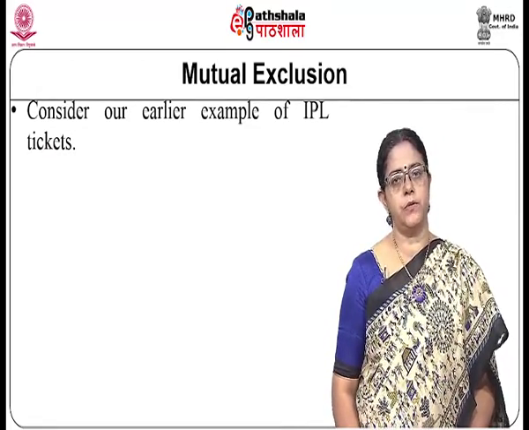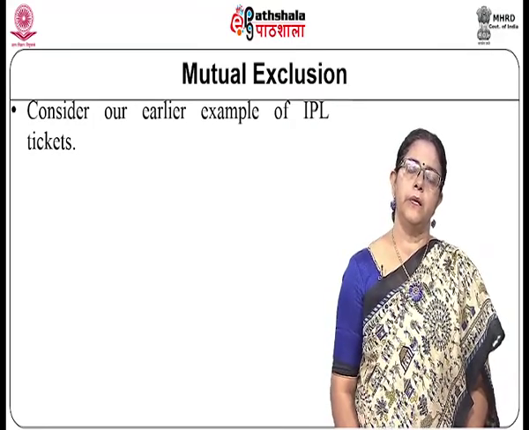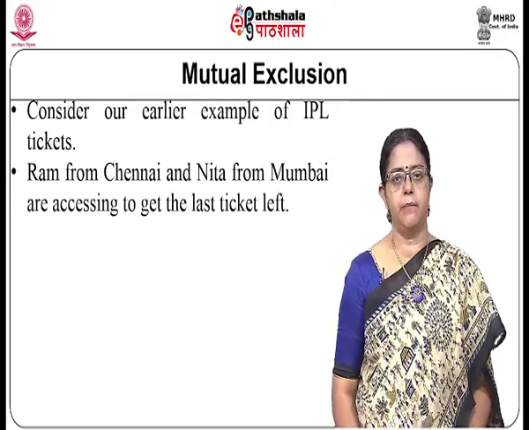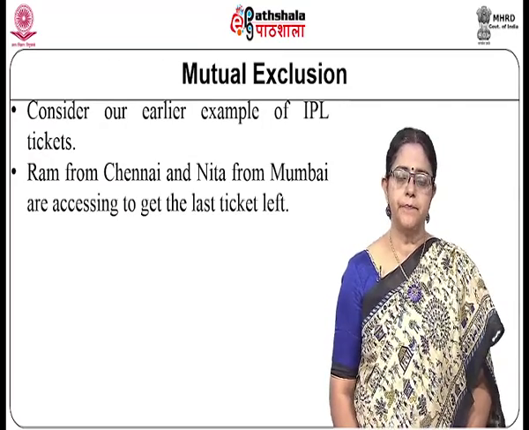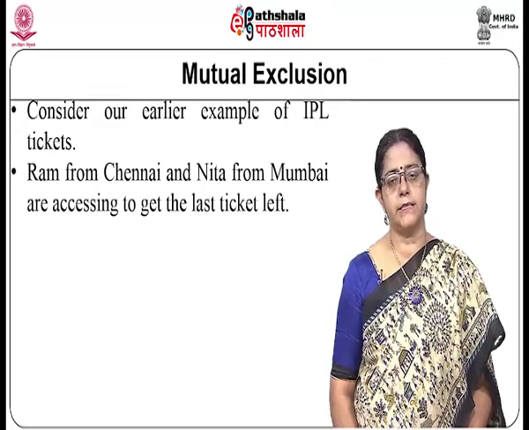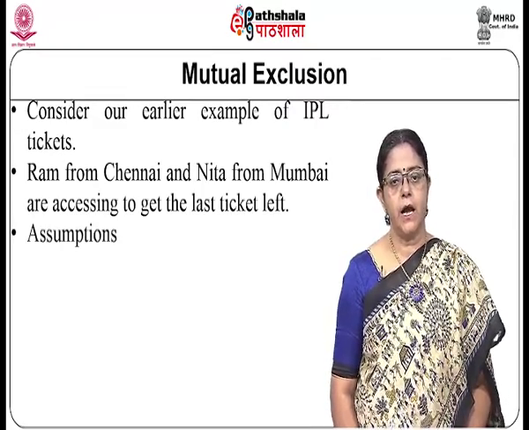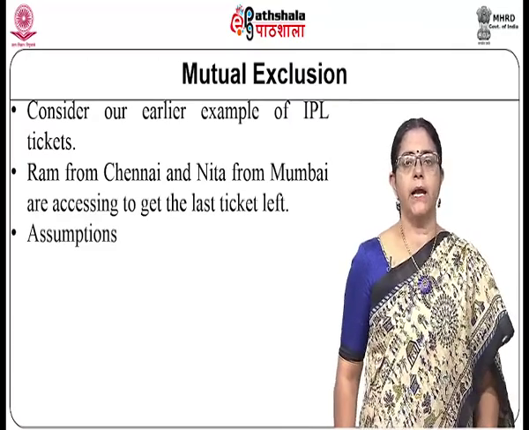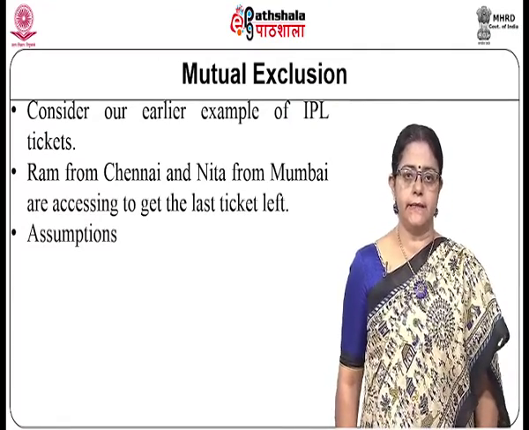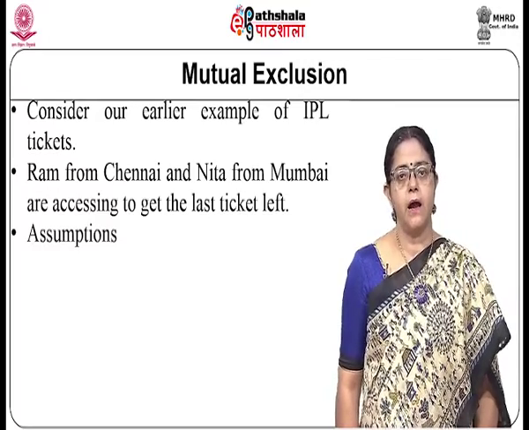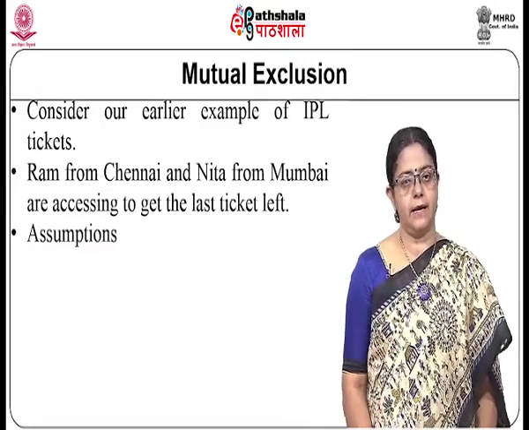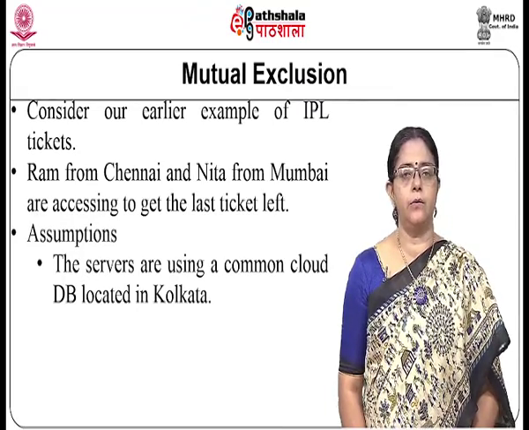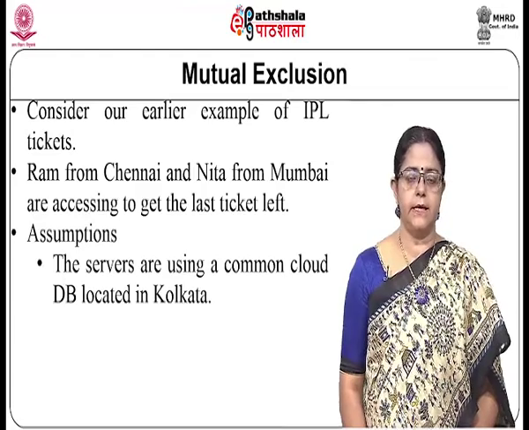To understand the concept of mutual exclusion, let us look at an example. We will follow the same example that we have taken earlier, our IPL ticket example. The example goes like this: we have Ram accessing a Chennai server and trying to book a ticket, and we have Neeta accessing a Mumbai server and trying to book a ticket for an IPL match, and all the data relevant to these IPL tickets is stored in a server in Calcutta. Here are the assumptions: the data server is only one, there are no copies of the data server, and that is residing in Calcutta.